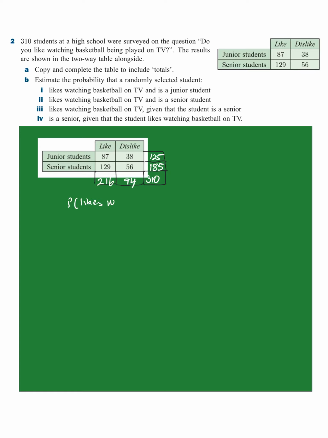Okay, so the probability likes watching basketball and is a junior student equals, junior students are 87 over 310. 87 divided by 310, and that equals 0.281.